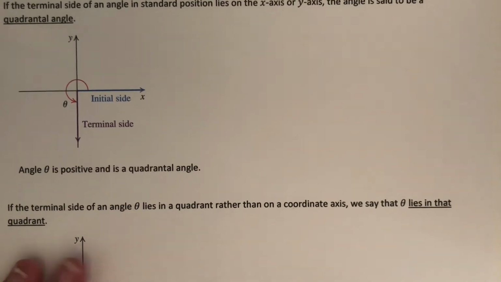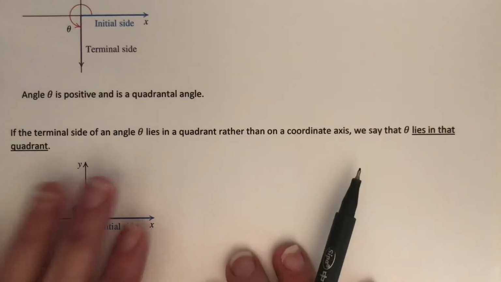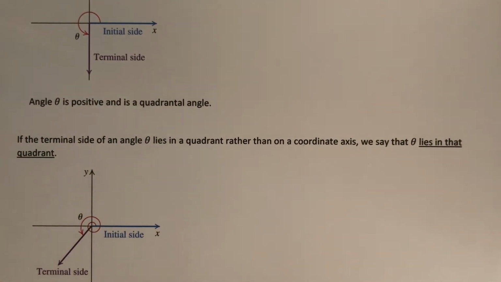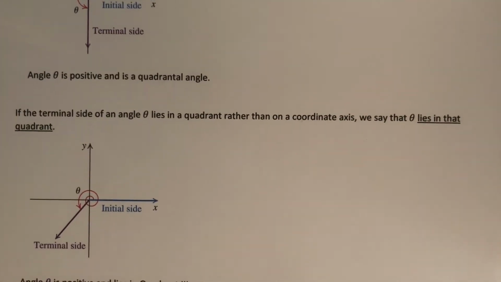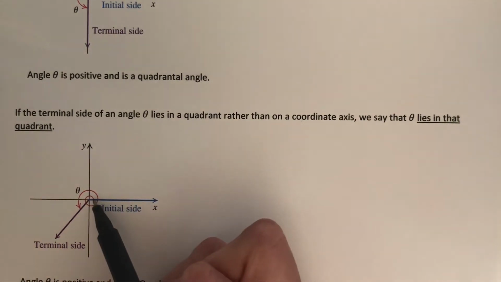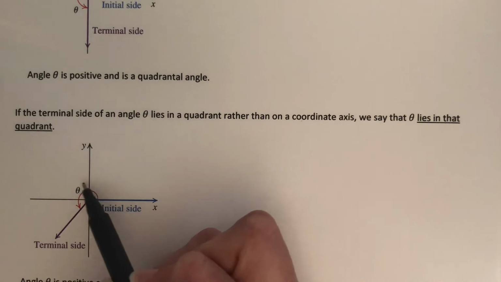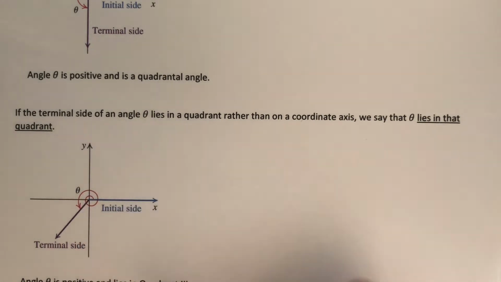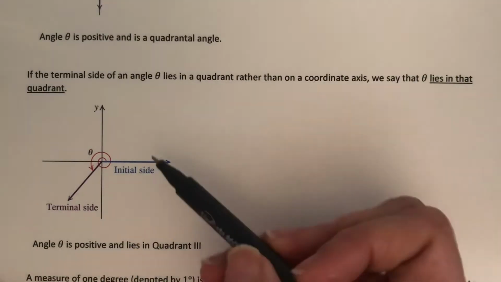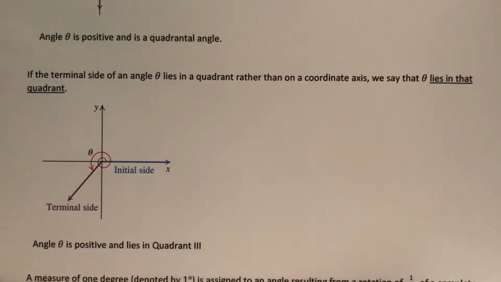Okay, so if the terminal side of an angle lies in a quadrant rather than on a coordinate axis, we say that the angle lies in that particular quadrant. So here it appears that we are rotating counterclockwise, so it is a positive angle, and the terminal side is in quadrant 3.